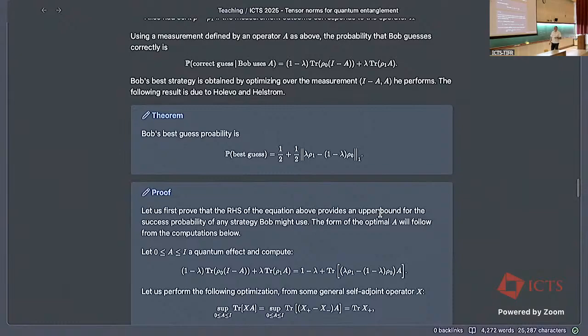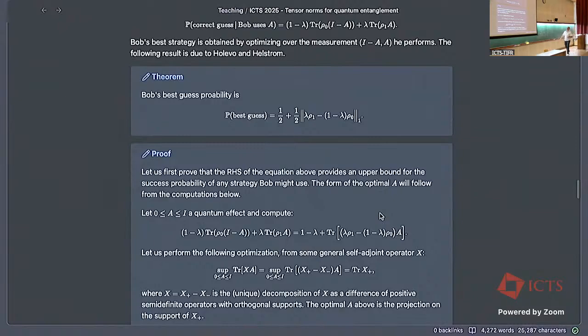This is a general fact. So I have the following general problem. I want to optimize trace of X times A for A between 0 and the identity. The idea when you have this type of problem is that you should decompose your operator X. Any operator you can decompose as a positive part minus a negative part, where X plus is basically you're taking the positive eigenvalues of X and putting them in X plus, and the negative eigenvalues of X you're putting into X minus. So any operator can be decomposed as a difference of two positive operators in this way. And these operators have orthogonal supports because in the eigenvalue decomposition, you split the positive and the negative eigenvalues. Then I rewrite this trace of XA in the following way.